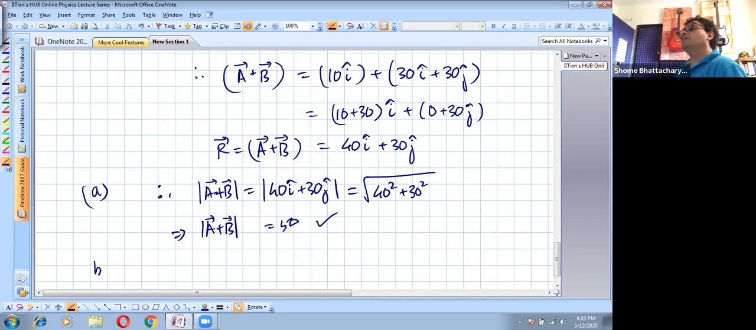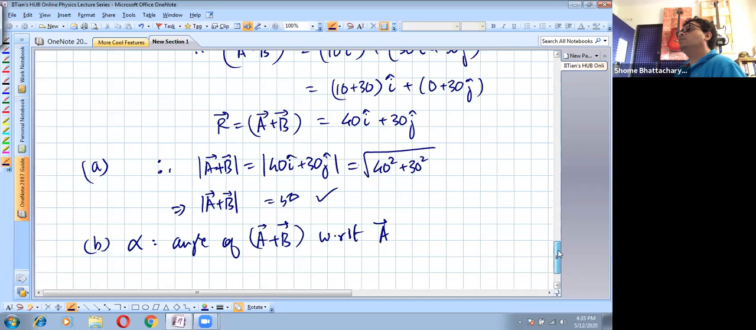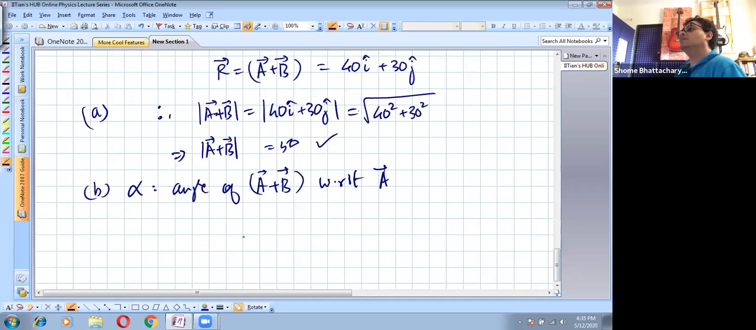And the second part, we wanted to find out the angle alpha, that is the angle of A plus B as a vector with respect to A. Now here we have understood that the vector A plus B is 40 i cap plus 30 j cap. We already got that. And we also understand that the vector A was just 10 i cap. So it was along the x-axis.